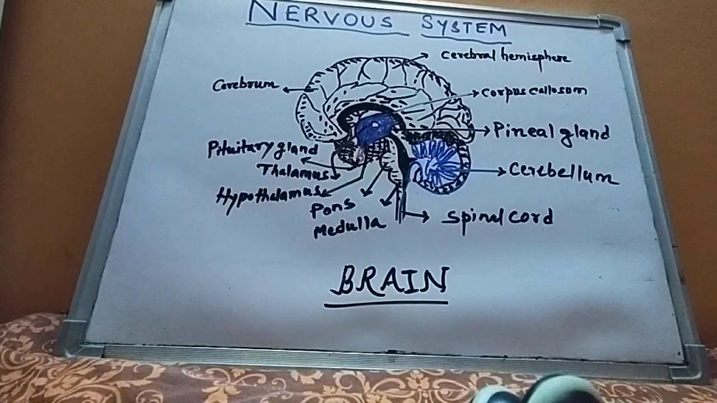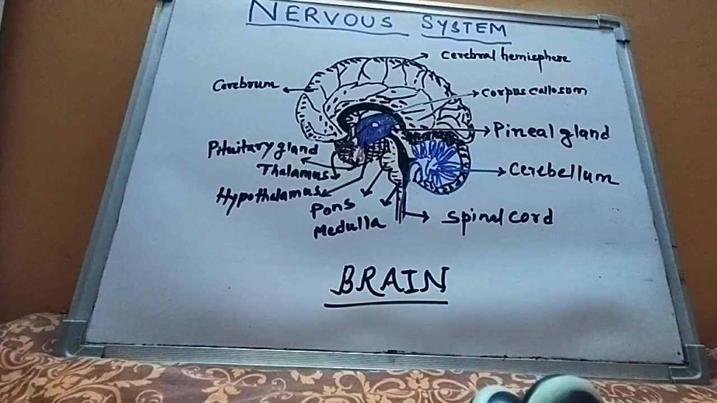Now, what are the different parts of the brain? The main parts of the brain here would be cerebrum, you can see on the board, cerebrum, cerebellum and medulla. These are the three parts of the brain which have different functions. Other than these three parts, there are other parts which have different functions which control and coordinate different parts of our body. Now, what are they?